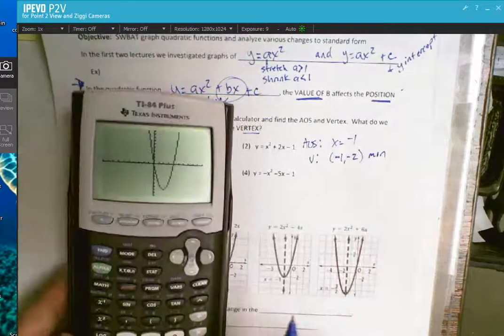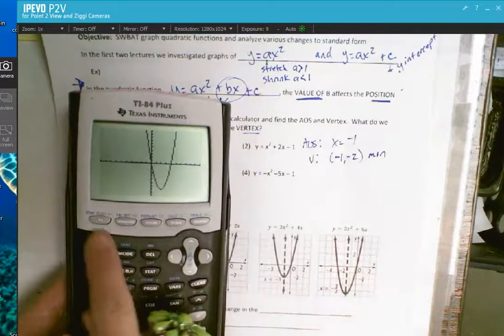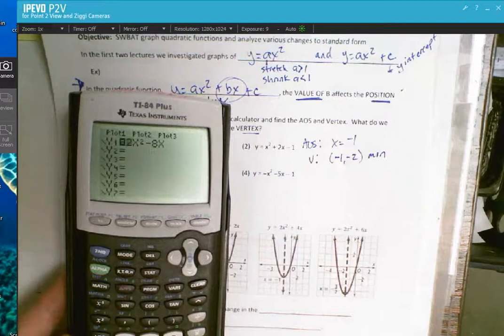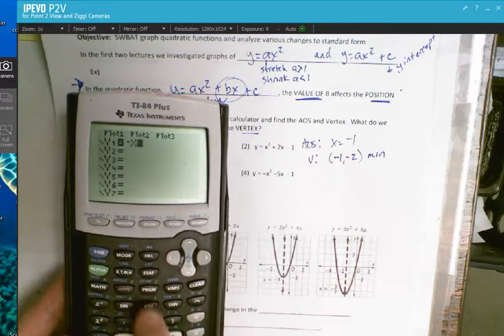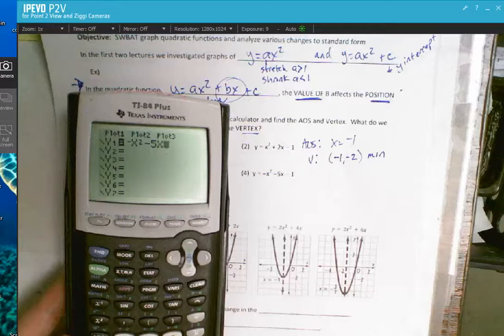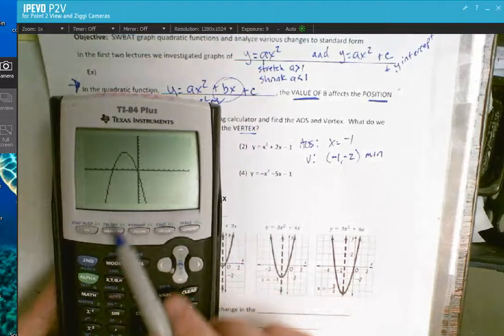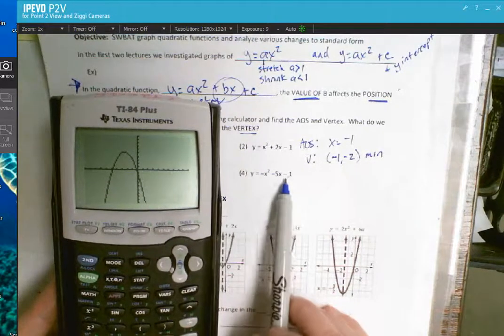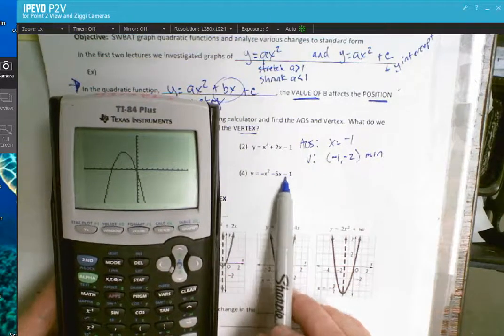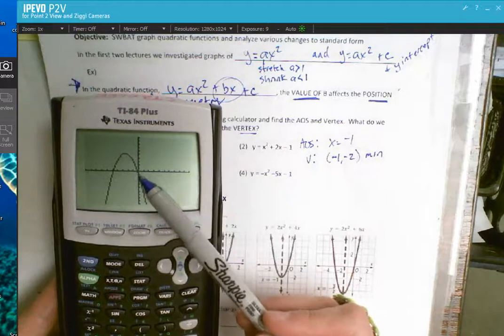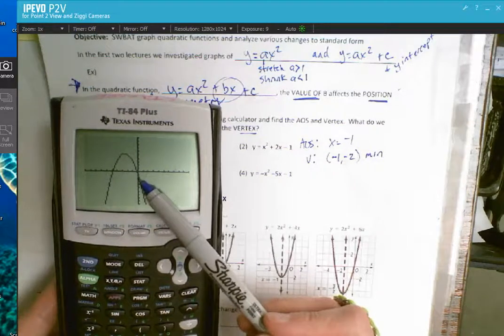So let's do our last one. So we have to take a look at y equals negative x squared minus 5x minus 1. And we graph that. And it's negative, so it should be downward facing. That's good. And we can see that my y-intercept, which is the c term, should be negative 1. So if I look at my graph, I can see that the parabola crosses the y-axis at negative 1.